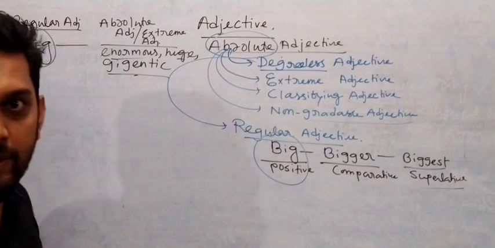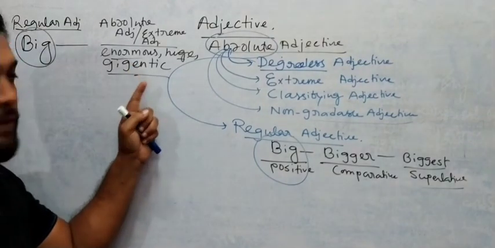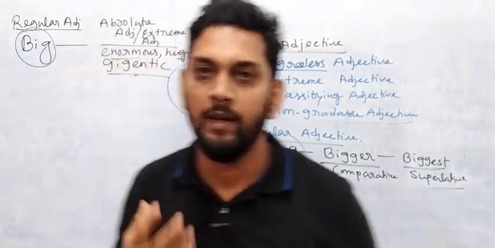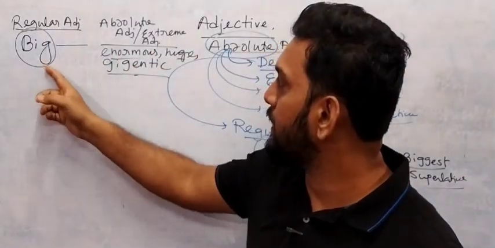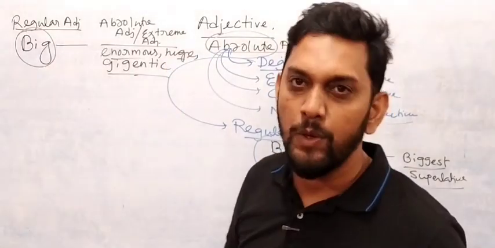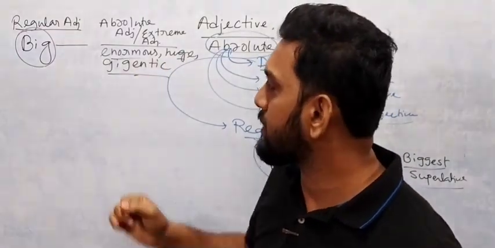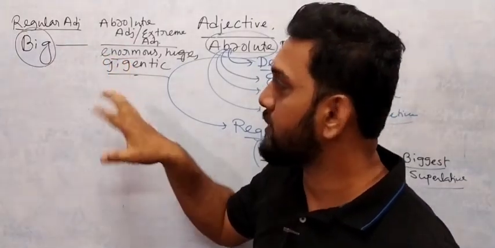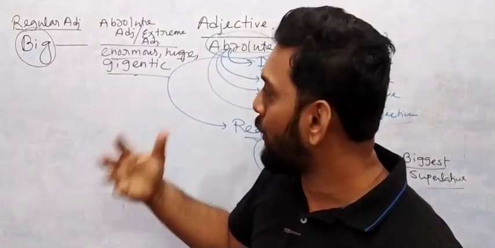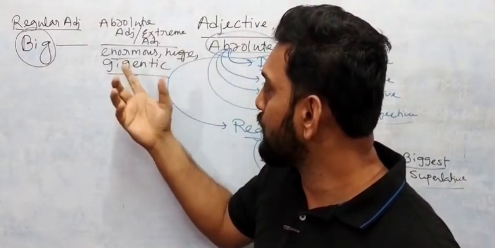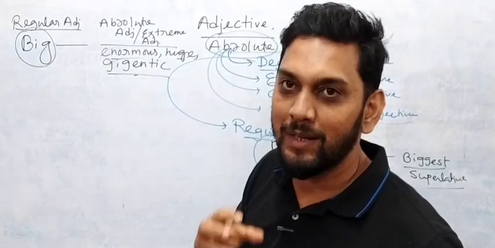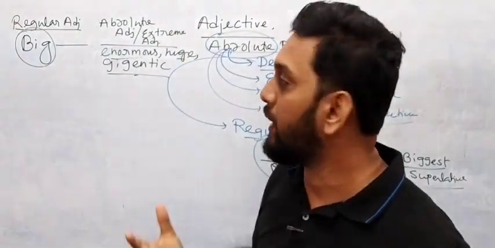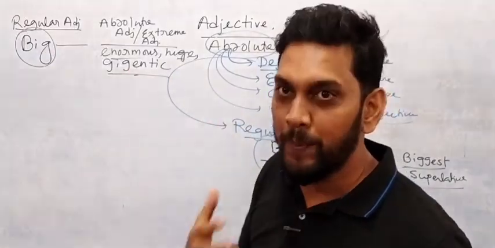Most of the time all of you have seen these words: enormous, huge, gigantic. Most of the time you are getting confused, sir. What is the difference between big, enormous, huge and gigantic? We could not understand why we can do big, bigger, biggest, but we cannot do enormous. Comparative and superlative form cannot be used with this adjective. Huge also cannot have any comparative and superlative form. Gigantic also cannot.